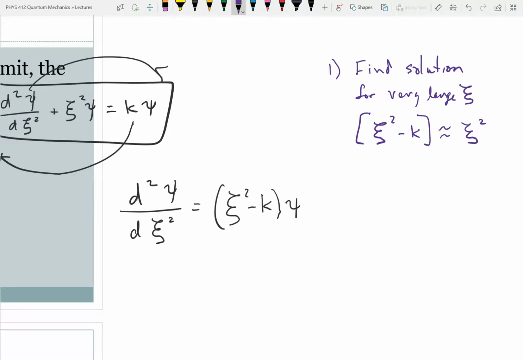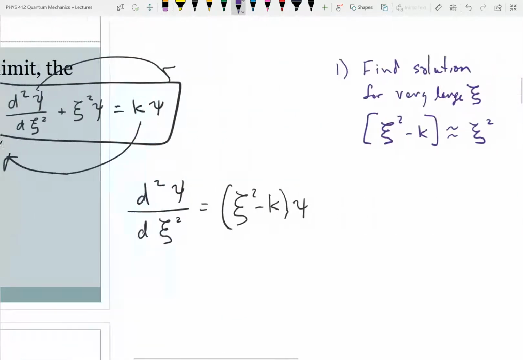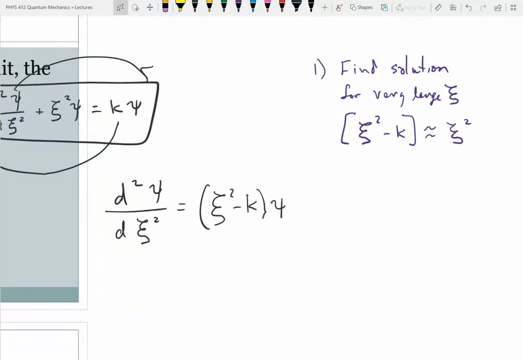So we're going to find the solution in the very large xi case. Since xi is linearly proportional to x, this is also the very large x case. That is, for very large amplitudes. Then this is just approximately equal to xi squared psi.